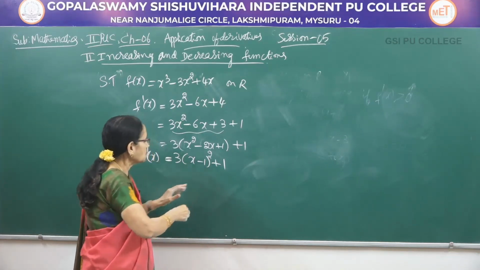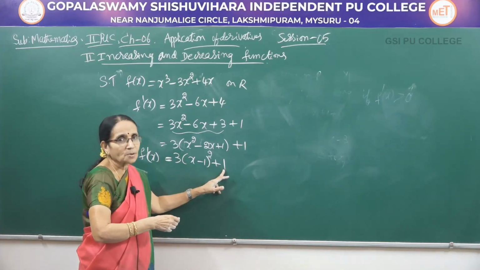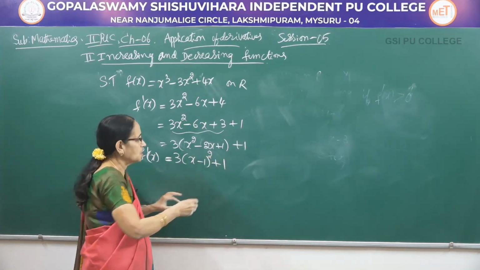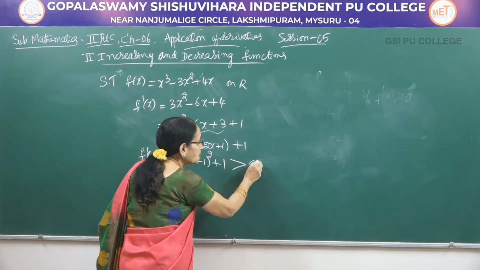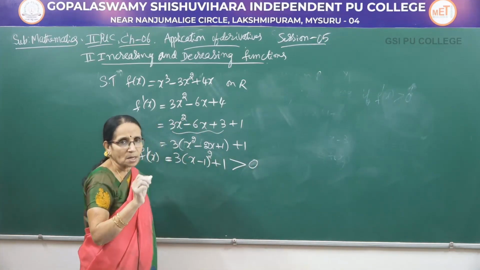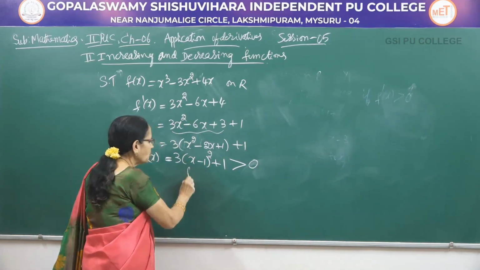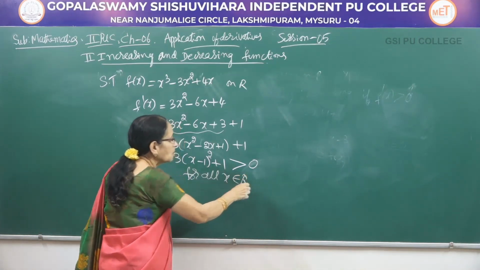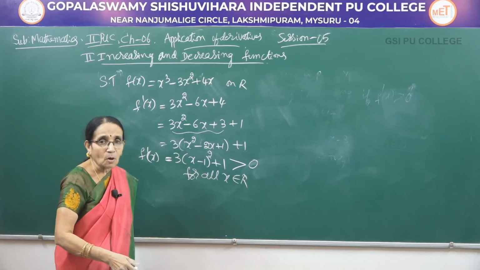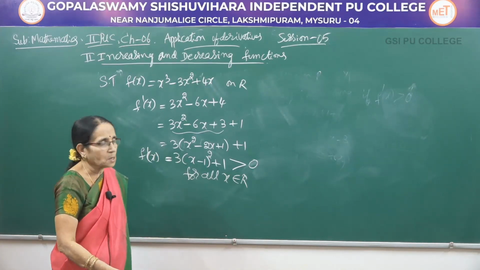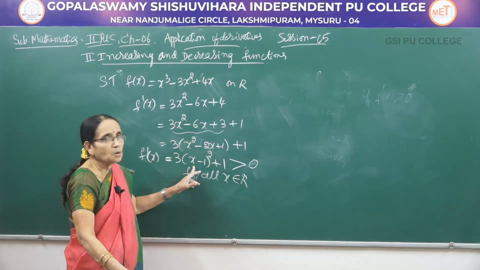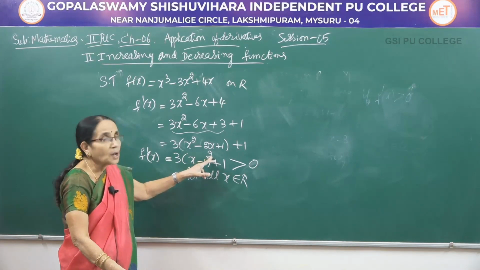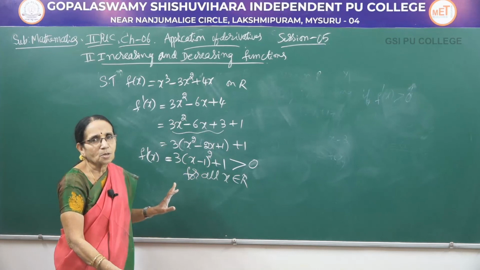So, what can you write? This is already plus 1, isn't it? So, 3 into a positive number plus 1. Now, this is strictly greater than 0. In other words, it is positive for all x belonging to R. Correct? For all x belonging to R. That means any real value you give here, though it may be negative inside the bracket, because we are squaring that, it becomes a positive quantity.